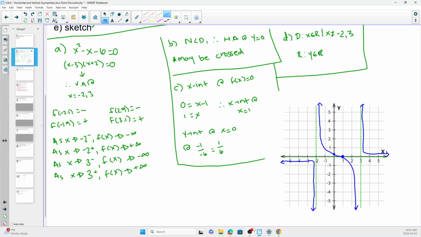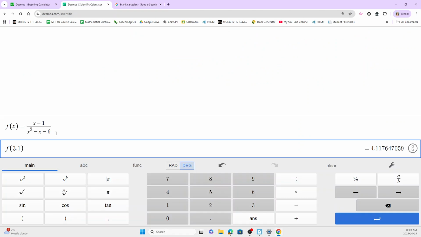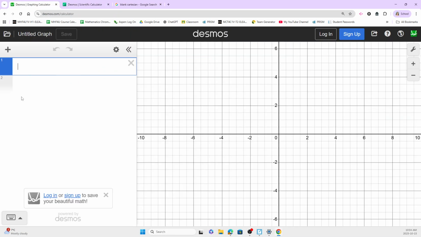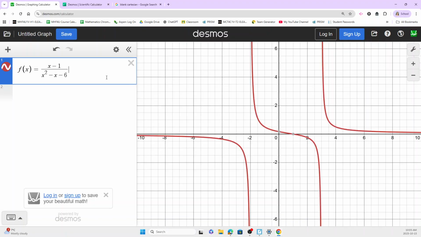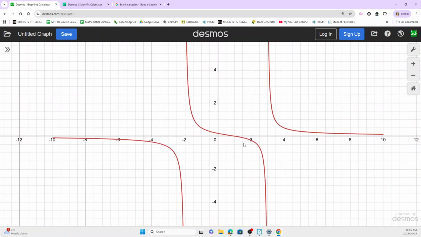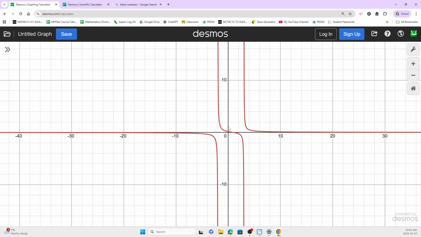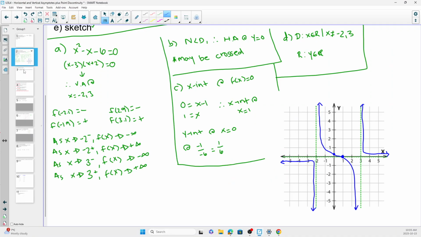Okay, and then we could check our work. So now we could go back over to, there's where I was getting our Cartesian, take this function, throw it into our graphing calculator, and take a look at what this looks like. And look at that, that is exactly what it looked like. It's a beautiful thing.